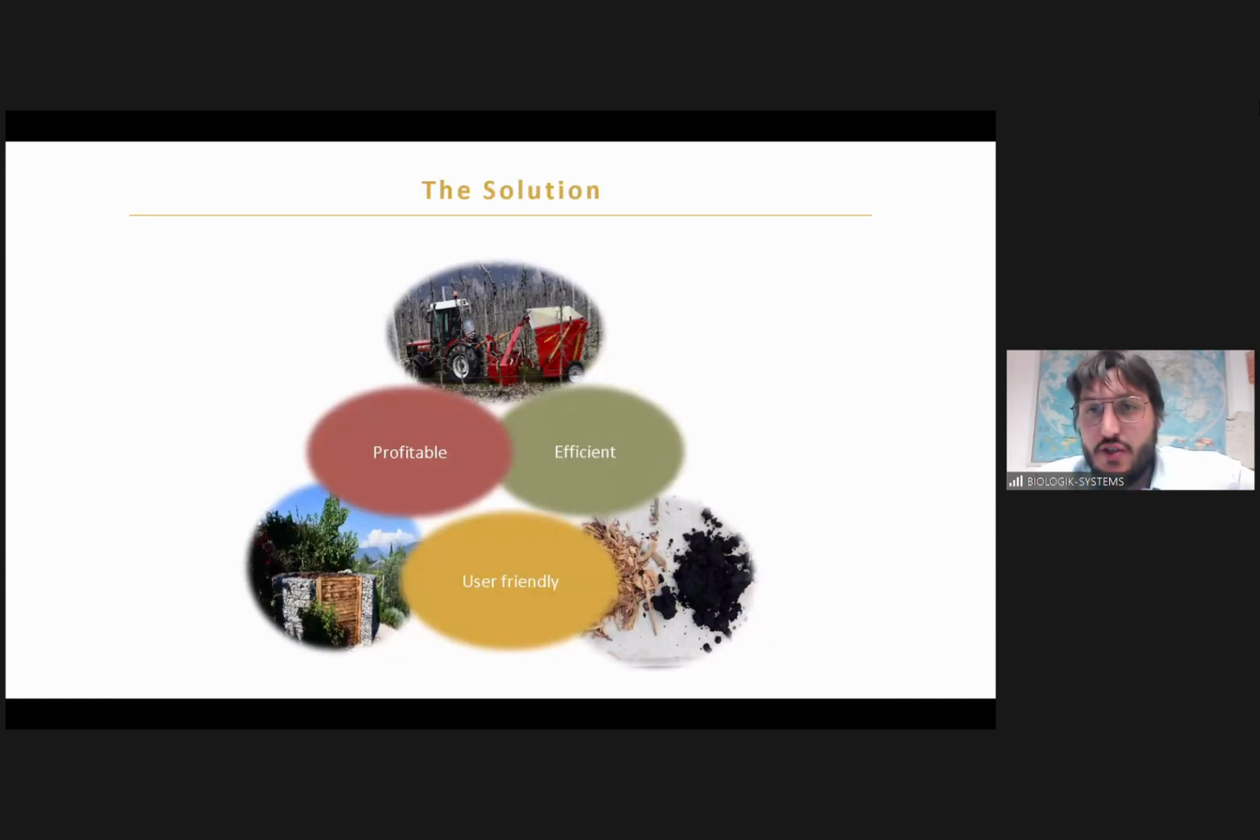So summing up, the solution allows to collect and use biomasses efficiently, which otherwise would be wasted or not used, because the definition of waste is something which has no value anymore. And we transform something which is a waste into a resource, because before there was no value, now it has a value because we can use it for heating the building. We have no problems of humidity and so on. The technology is user-friendly, so the customer can have it even if he doesn't know anything about composting, and it is also profitable for them.